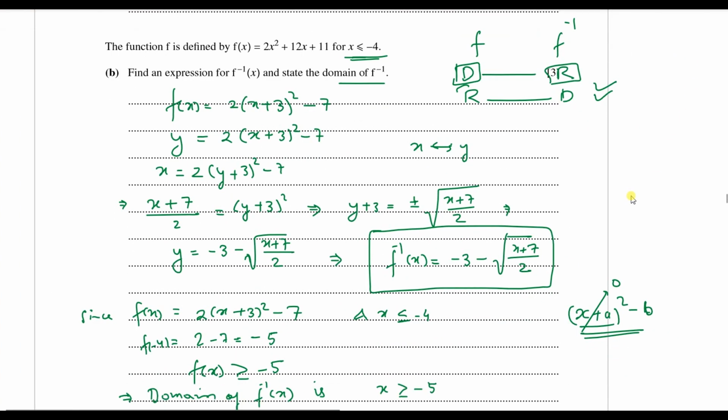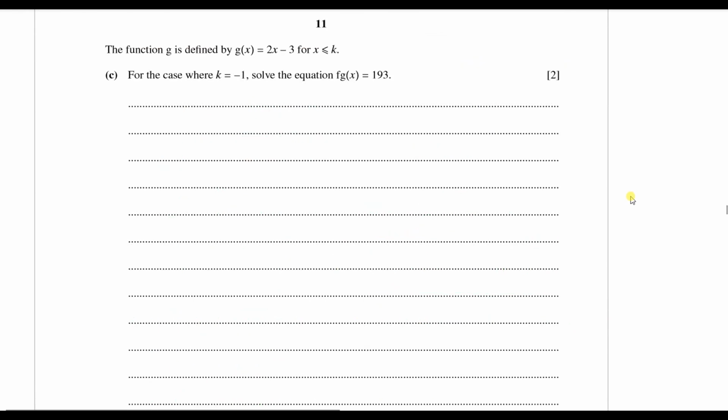I hope it is clear. So the next part is the function g is defined as g(x) = 2x - 3 for x less than or equal to k. For the case where k is equal to -1, solve this. So when k is equal to -1, we need to solve this f of g of x.